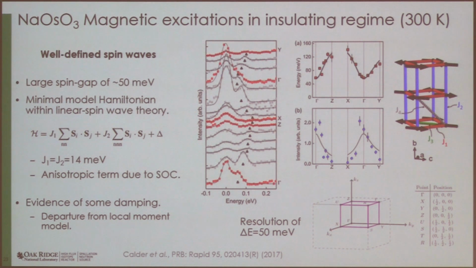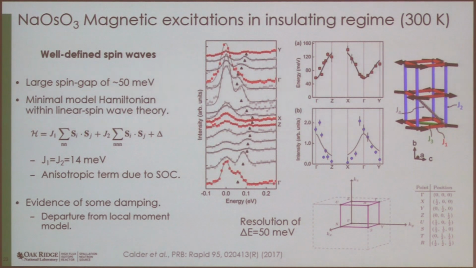Just to start to model this data, we applied a simple linear spin wave theory, J1, J2, introducing some anisotropy to account for this large spin gap that we observe in this material. We're measuring a large spin gap, but with a large instrumental resolution, so it's again down to fitting, but this is what we get out. We see J1 equals J2 equals 14 meV. That fits the data nicely.